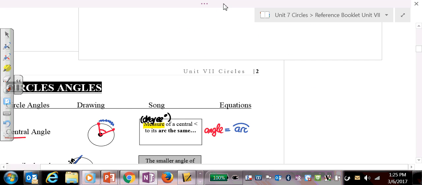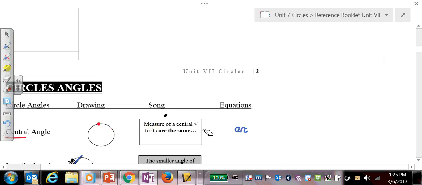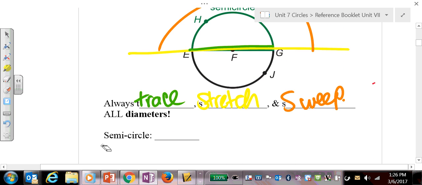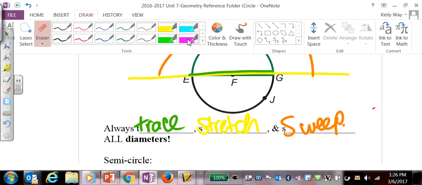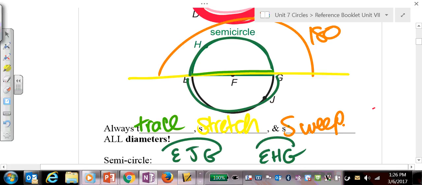Ready? On the right-hand side, we name semicircles using 3 letters, folks. Thank you, Jacob, for showing me the blank semicircles. So we would name this semicircle, this blue one, yes, we could go EJG, or we could call that EHG. And if I want to say the measure of, I put a little m in front of it, and I would say that equals exactly 180 degrees.